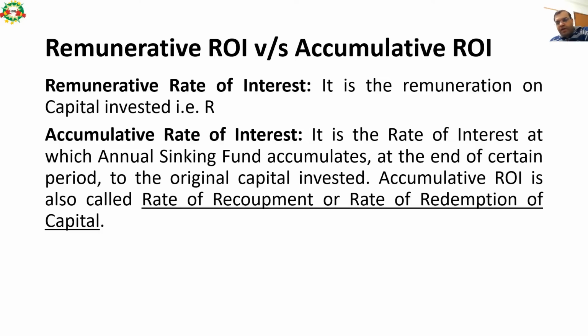Accumulated ROI is what we discussed in the previous sessions. This is the IS, basically the interest at which I am going to invest my annual sinking fund to accumulate my sinking fund at the end of a certain period. So the money I am collecting to create the sinking fund, at what rate of interest am I depositing it? That is my accumulative ROI. It is normally less than remunerative ROI. This is a trick which I have already given to you for calculation purposes.